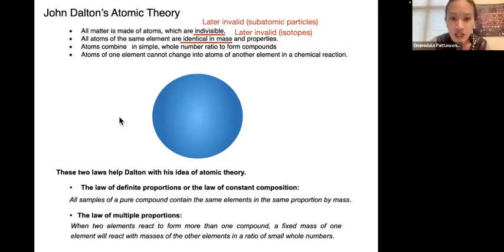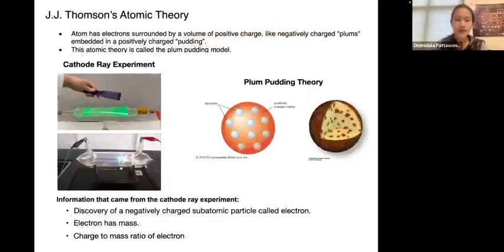Atoms of one element cannot change into atoms of another element in a chemical reaction. This is still valid. A chemical reaction will not be able to change the identity of an element because we are not changing the number of protons. The first subatomic particle was discovered by J.J. Thomson through the cathode ray experiment, and that is the electron. From the cathode ray experiment, he discovered a negatively charged particle, called the electron, and he discovered that the electron has mass, and he could also obtain the charge to mass ratio of the electron.